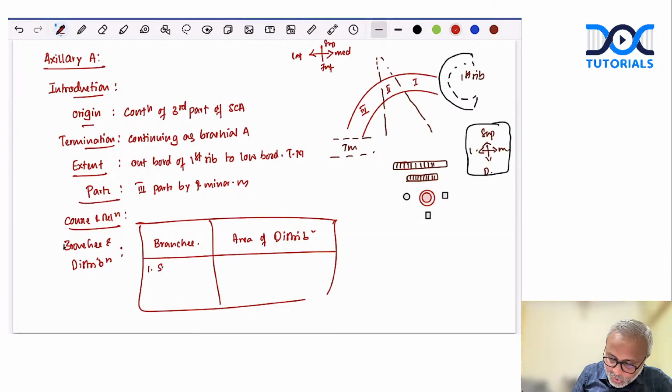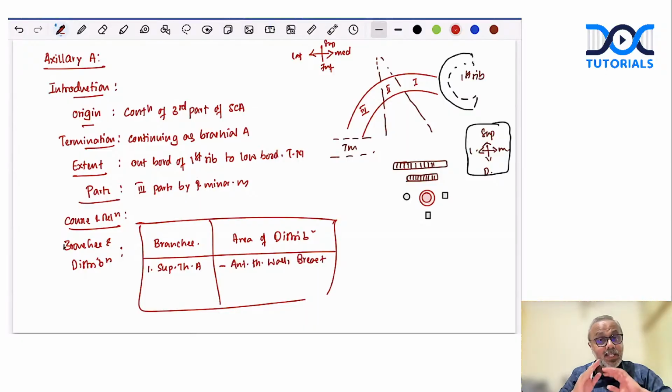First part gives rise to superior thoracic artery. Now, what is the area supplied by superior thoracic artery? It supplies the anterior thoracic wall. It also supplies the mammary gland. Similar to this, all we need to remember here is name of the artery and the area it supplies. Don't go too much in depth trying to learn the relation of each of the branches. Not required. Name of the artery, where does it supply? And end your answer with the clinical anatomy.